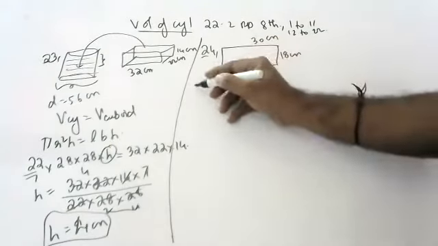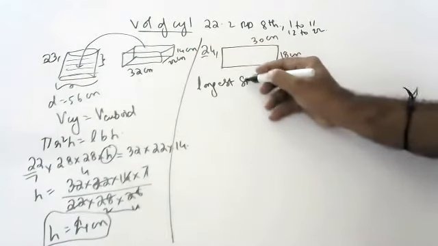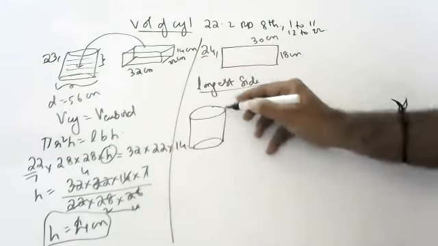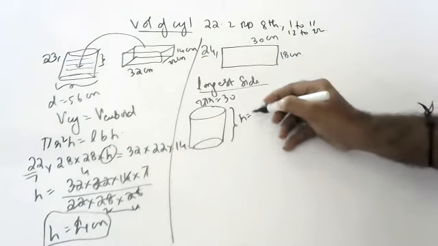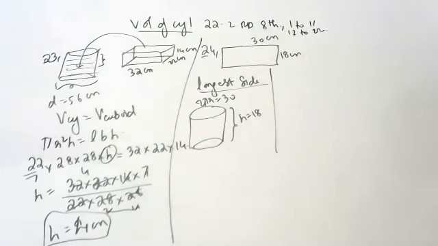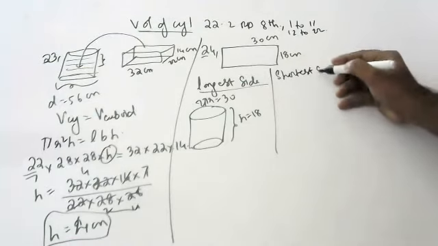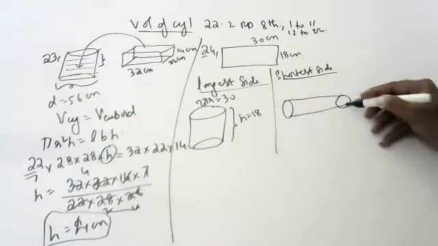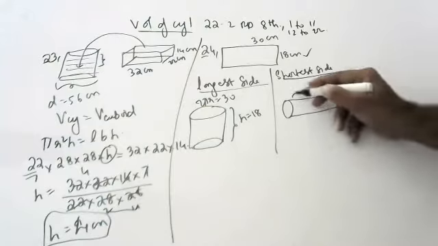Children, if you roll it along the longer side, how will it become? This will become 2 pi r equal to 30, and the height remains 18, if you roll along the longest side. Meghana, can you tell this sum? If you roll along the shortest side, this 2 pi r will be 18, and the height remains 30 only.